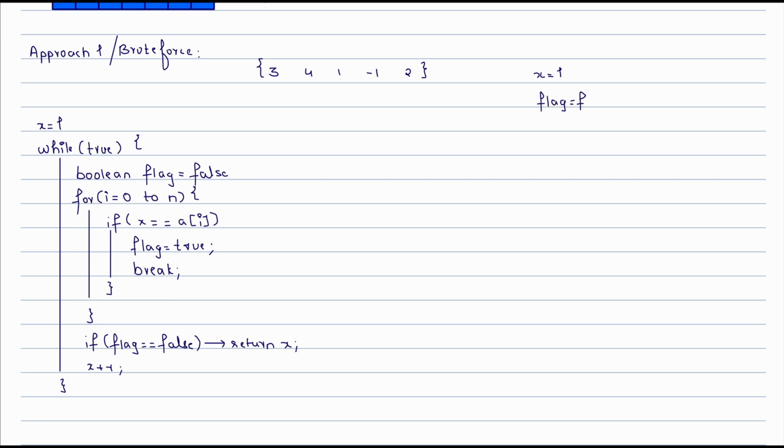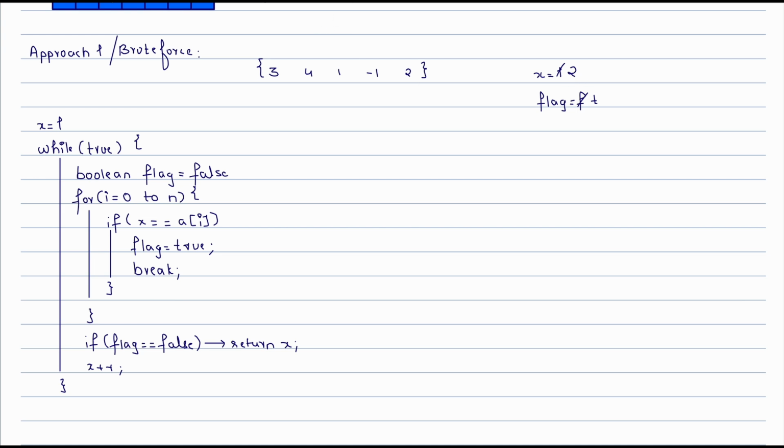Okay, now starting from i equals 0, I will be searching for my value of x, that is 1, inside the array. I found that 1 is present, so I'll mark my flag as true and simply break from the loop. After breaking, I will check if my flag is equal to false. It is not, so simply increment my value of x to 2.